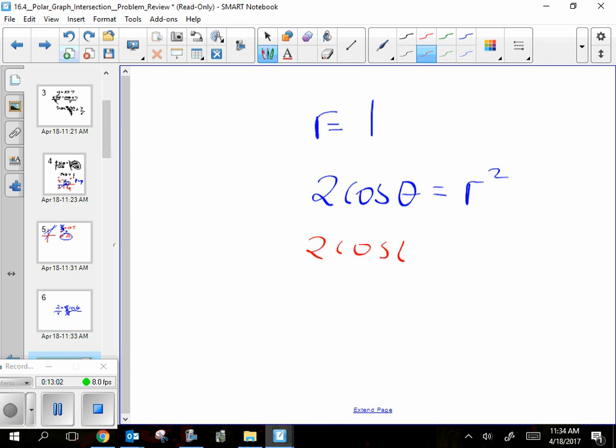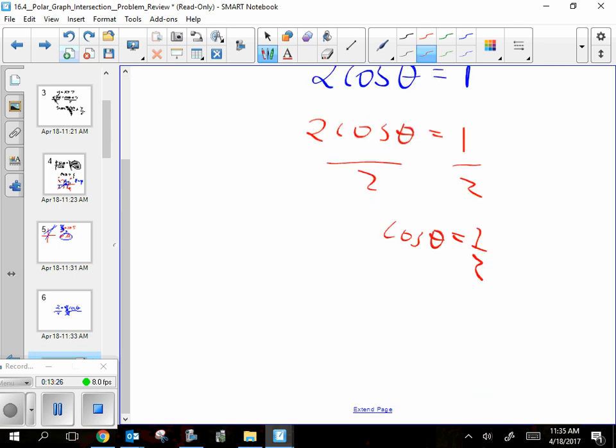Two cosine theta equals r squared. Well, if I square both sides, r squared is 1, so it's 1. There we go. Now, did I change that into rectangular? No, it's still got a theta in it. I was trying to substitute it in so that I could see where these two graphs would cross. And what I'm going to have is angles. Divide by 2, divide by 2. Cosine of theta equals a half. And again, hopefully you can give me 2 angles for that.